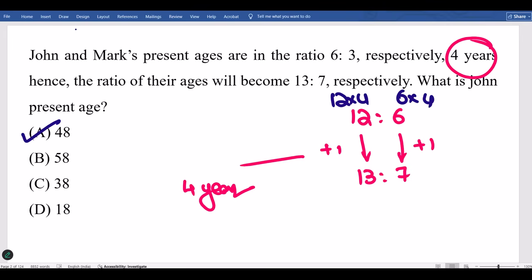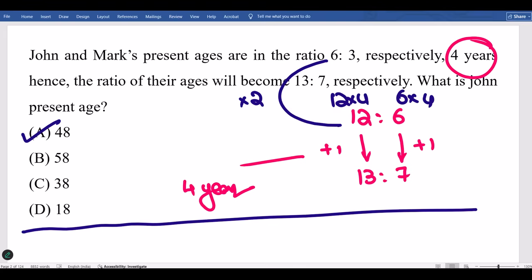6 is to 3 can be multiplied by 2, and I can write it as 12 and 6. This is 13 and 7. The ratio increased by 1, so the age should be increased by 4. 1 represents 4, so 12 should represent 48 and 6 should represent 24. Or, sir, there is another procedure.